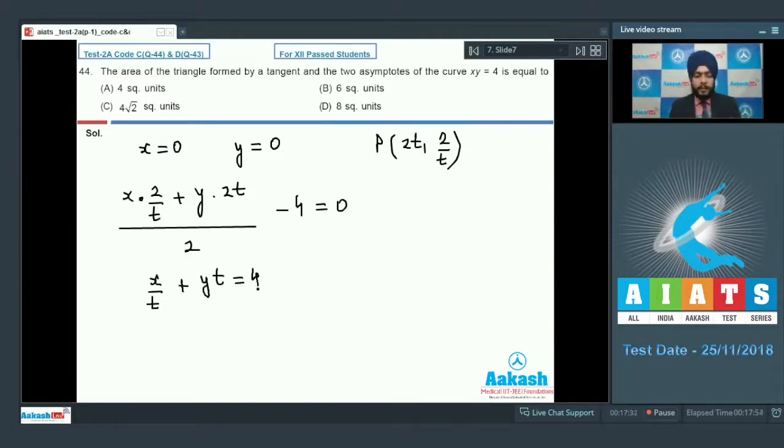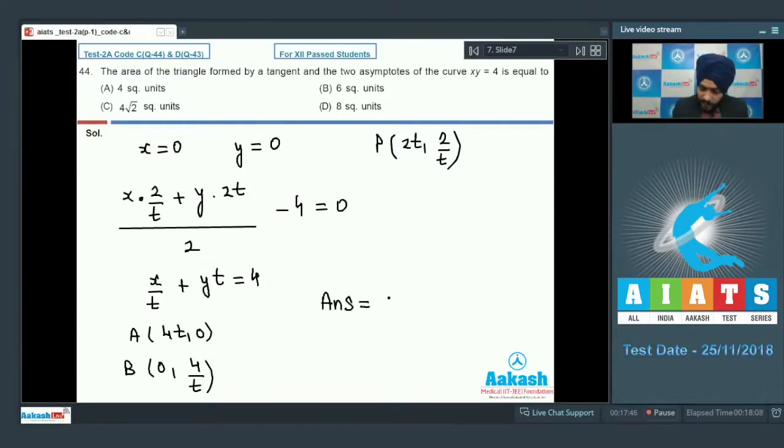Two lines are the coordinate axes. Just find the x and y intercept of this line. So x intercept will be 4t comma 0 and y intercept will be 0 comma 4 by t. What is the answer of the question? The area of the triangle, half base into height, half into 4t into 4 by t. So it is independent of the point where you are drawing the tangent because the area will be constant always. Independent of t, t is getting cancelled. 8 square units is the answer. A very simple problem. Option number D is correct.